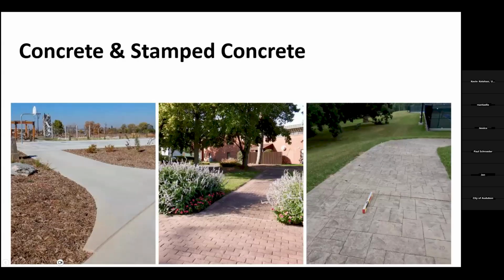So some examples as applied out in the field: concrete and stamped concrete. This is what we see a lot in terms of the outside or exterior environment. The use of concrete, stamped concrete, the technology for stamped concrete has improved tremendously. So this is definitely an option to look to, especially for your primary paths of travel.